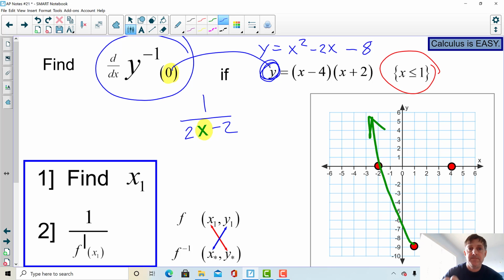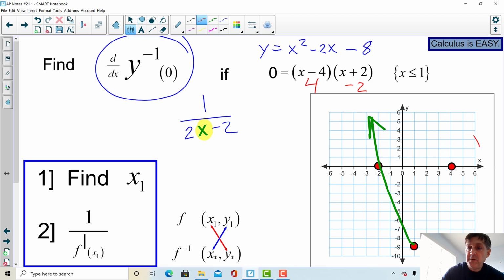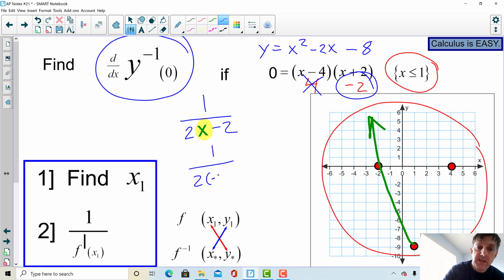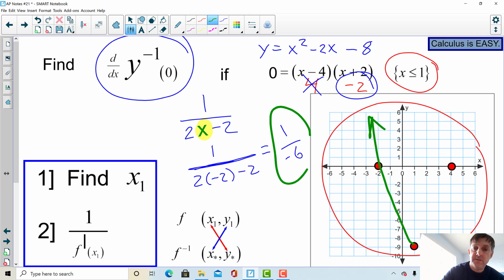So if it's the y for the original function, then we can just plug it in for the y on the original function. Now this is where it gets a little bit tricky, because you can see that we get two answers. We get 4 and we get negative 2. Now you can either look at the graph, or you can look at this restriction here. It says that x has to be less than or equal to 1. So we can just throw away this 4. The only solution possible is negative 2. So we're going to plug in a negative 2 down here. And you can see our final answer is just going to be negative 1/6.